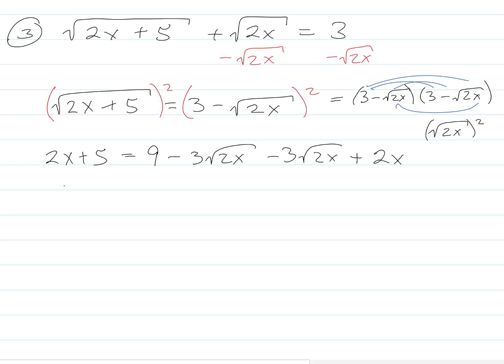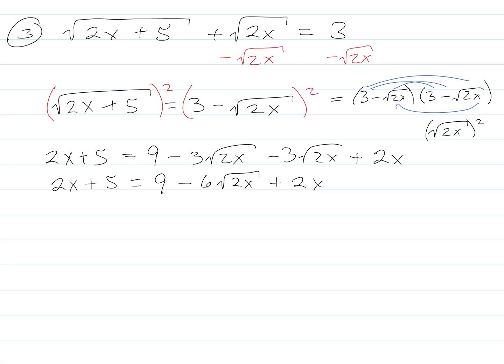All right. So I'm going to do another simplification. 2x plus 5 is going to be equal to 9. So I have 3 monkeys minus, negative 3 monkeys minus 3 more monkeys. That's going to be minus 6 monkeys. Minus 6 monkeys plus 2x.